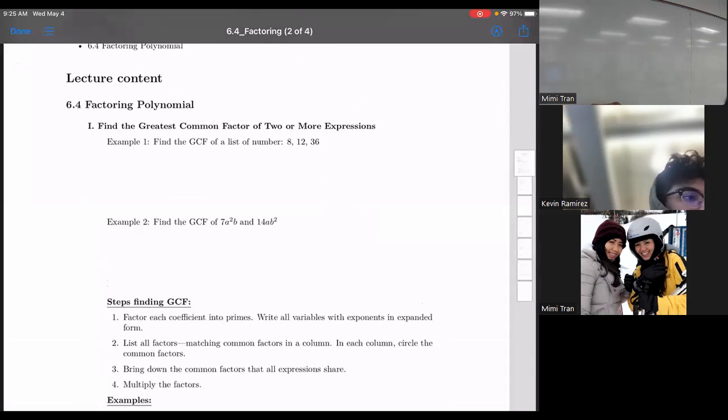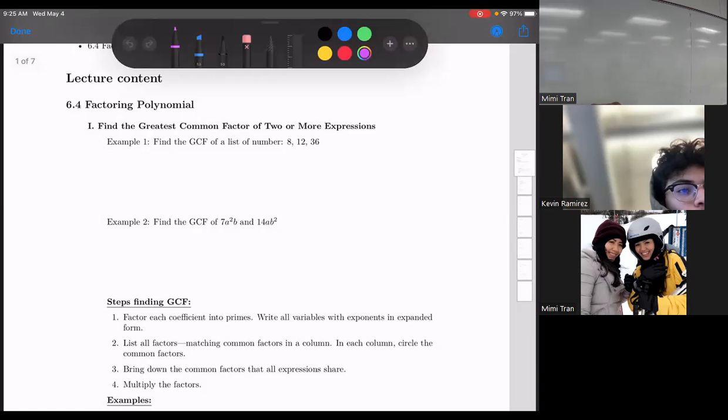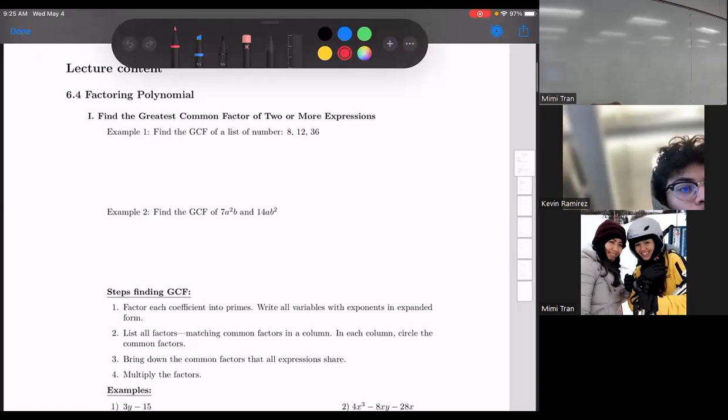So greatest common factor, for example, let me give you an example first before I start with the theory. For example, I want to find the greatest common factor of 8, 12, and 36. So what I'm going to do is use a process called prime factorization, like the name suggests. I'm going to split each number, 8, 12, 36, until I cannot split it anymore, so I write it as a product of primes. It's a theorem: every number you can write as a product of primes.